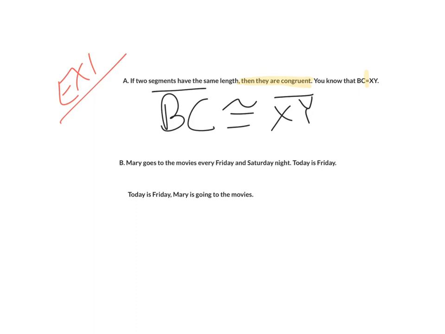So we took, this one's a little bit better to look at. We took what it says here. We know that she goes every Friday and Saturday, and that today is Friday. So we were able to deduce or conclude that Mary will be at the movies tonight. Any questions so far? This is mostly what you're going to be doing.